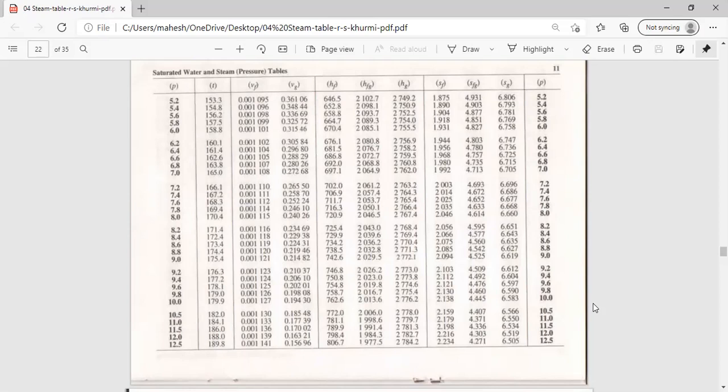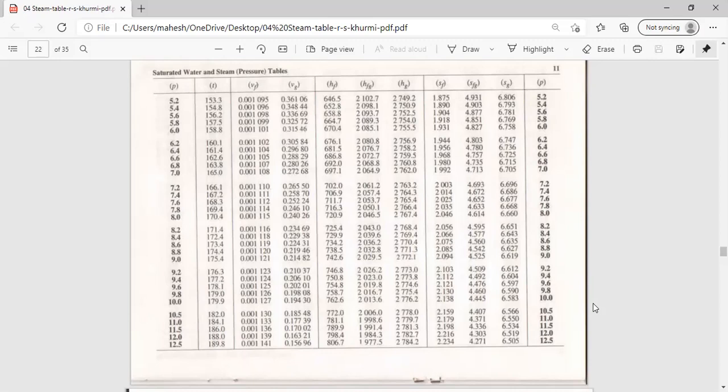Okay, instead of saturated liquid, if you were asked to find the specific enthalpy of dry saturated steam at 10 bar, then instead of referring to the hf column, we need to refer to the hg column. So hg at 10 bar, which is 1 megapascal, you would see that it is 2776.2 kilojoules per kg. Okay, so one can find the hf value and hg value at 10 bar. So for any other pressure, you can find the corresponding values.